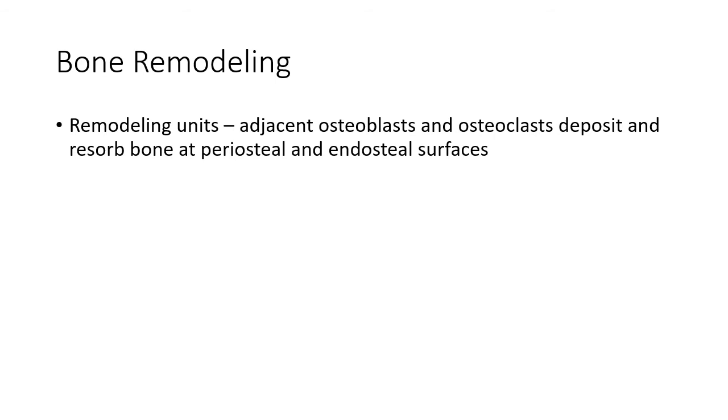So when bone is remodeling, we're going to have areas where we have osteoblasts and osteoclasts working in concert with one another. And so essentially the osteoclasts come in, they start to break down the bone, and then osteoblasts come in right behind it and build new bone on top of the broken down bone that was just there. And this process keeps on going back and forth all the time.